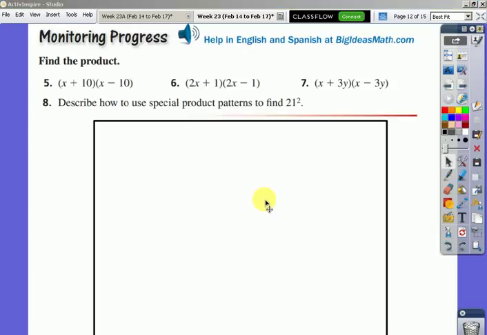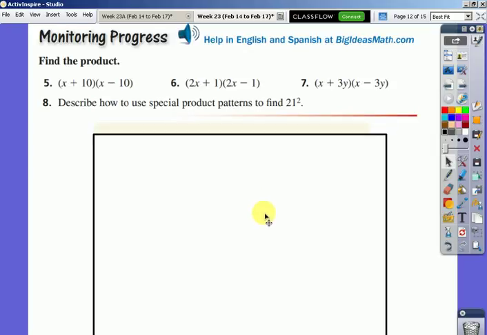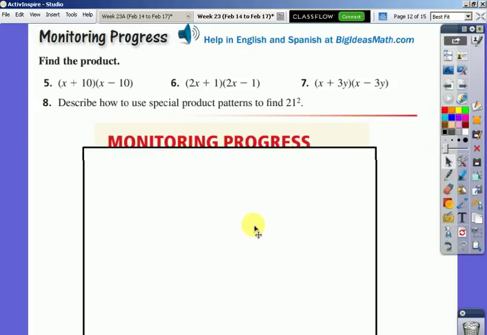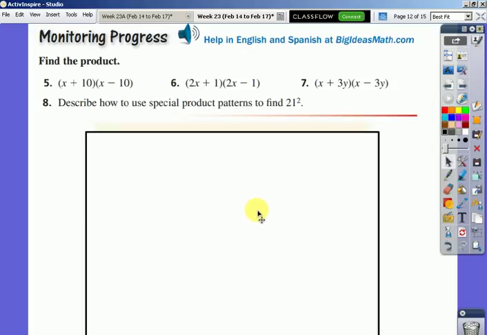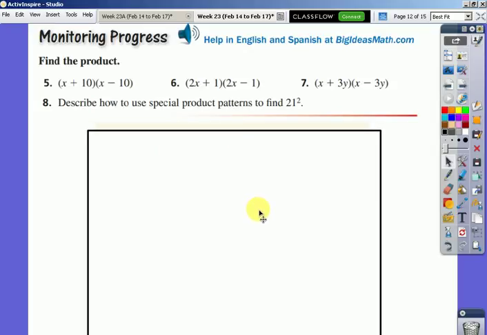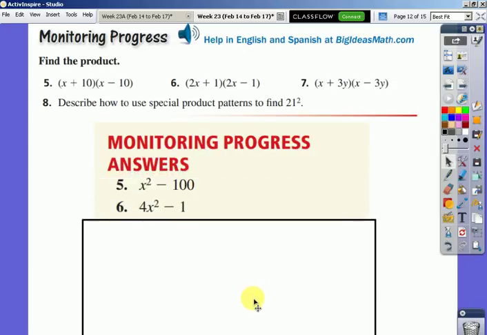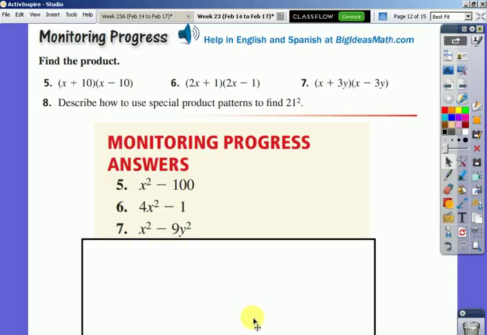All right. Let's see how you did on 5, 6, 7, 8. If I were to ask a test question on this, Brandon, to address your point, it would be something like number 8: describe how to use special product patterns to find that. X squared minus 100. Did you all get that? 4x squared minus 1. X squared minus 9y squared.